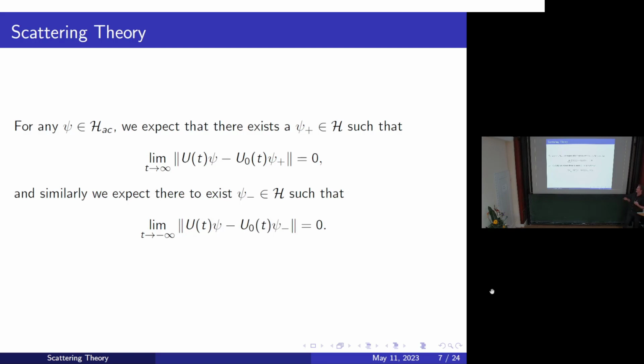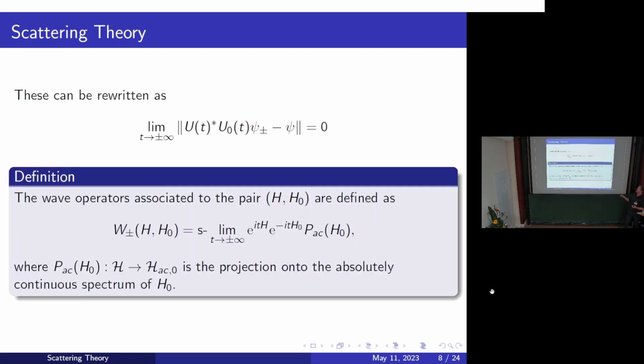So yeah, we can package this into one definition. Our first definition is scattering theory. If we just use the unitarity, put both operators on one side, and take that limit, we get this definition. The wave operators associated to this pair are defined as the strong limit as t goes to plus or minus infinity of either e^{itH} e^{-itH_0} times the projection onto the absolutely continuous spectrum of H_0. Whenever I use this plus or minus notation, it's interchangeable: it's two equations in one. There's the plus infinity and the minus infinity, and they're two different operators.